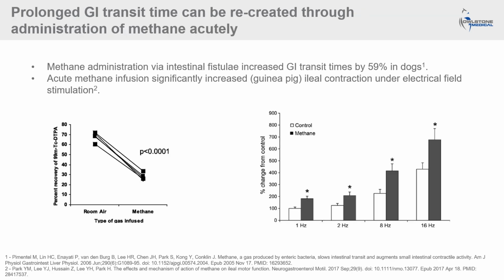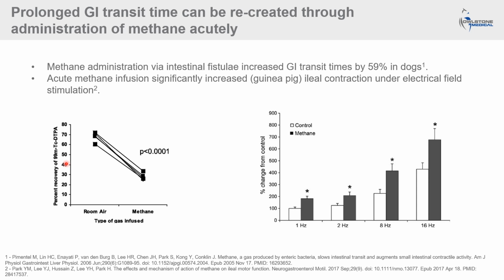Firstly, fantastic work by Pimentel et al., who removed any other effects from the gut microbiome. They administered methane directly via intestinal fistulae into dogs, demonstrating a 59% increase in GI transit time in the presence of methane versus in the presence of room air, measured by recovery rates of a radiolabeled tracer. So convincing evidence then that methane has a direct effect in elongating GI transit times. But what might actually be causing this?